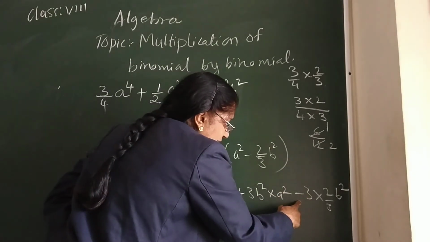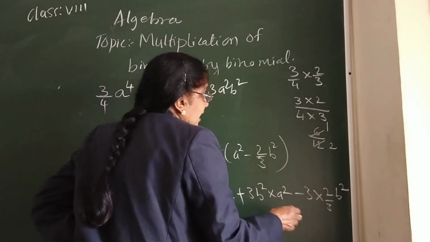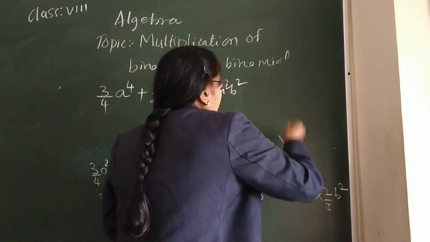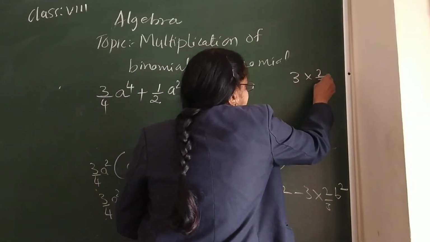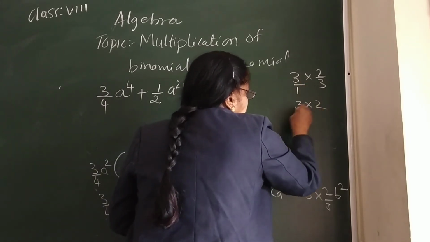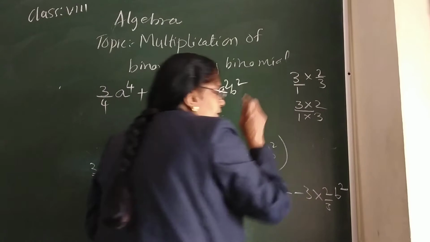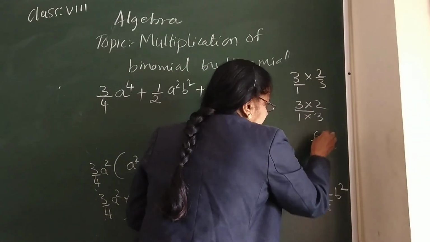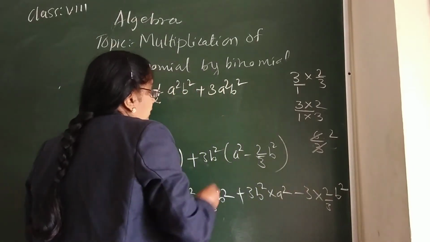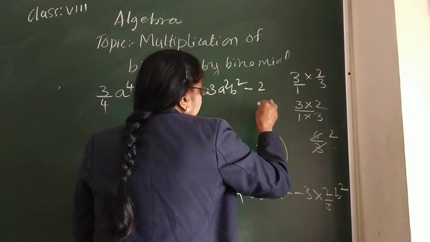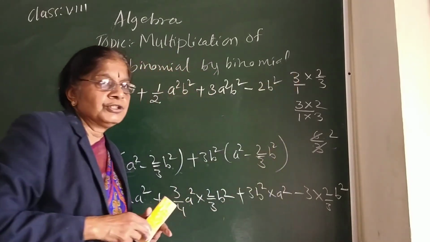Next step, minus 3 into 2 by 3. This also I will show how you have to do. 3 into 2 by 3. Nothing is there, means 1. Again the same way. Numerator into numerator, denominator into denominator. 3 2s are 6, 1 3s are 3. 3 1s are 3, 2s are. So it will become minus 2b square. So got it done.